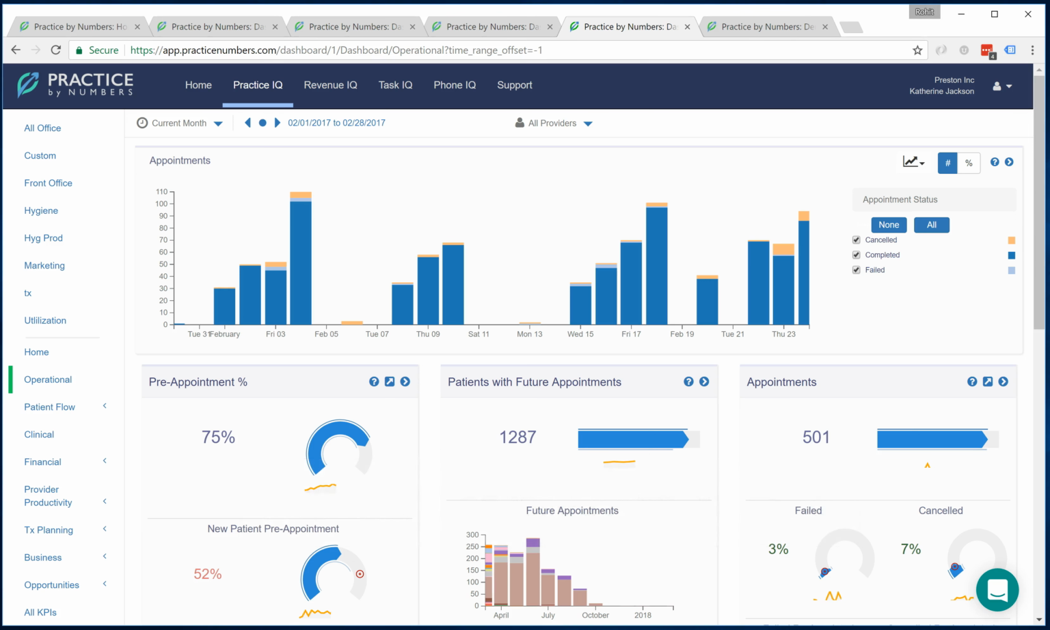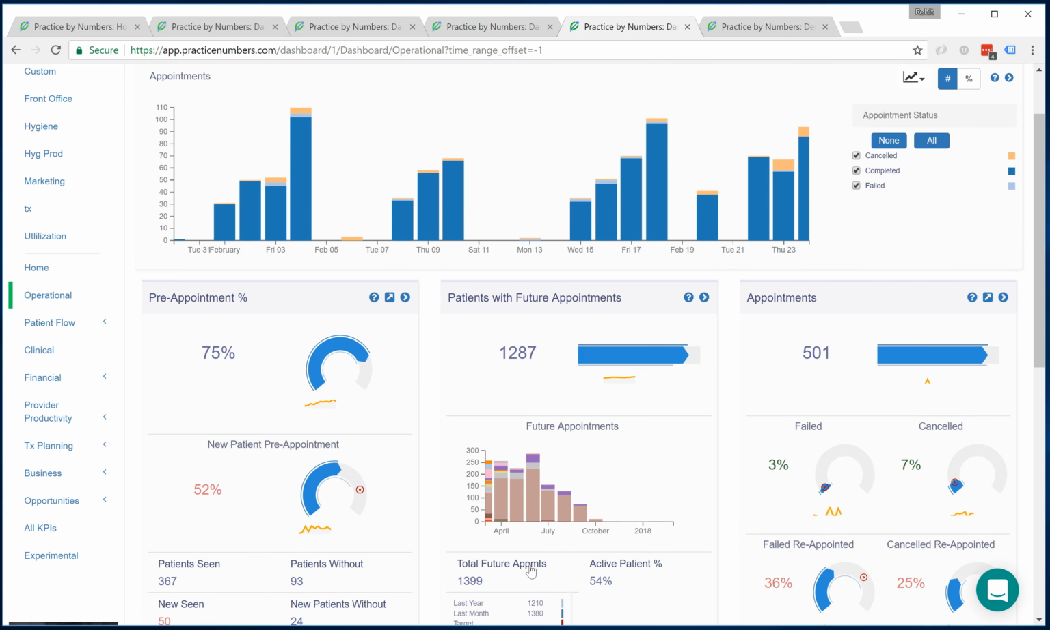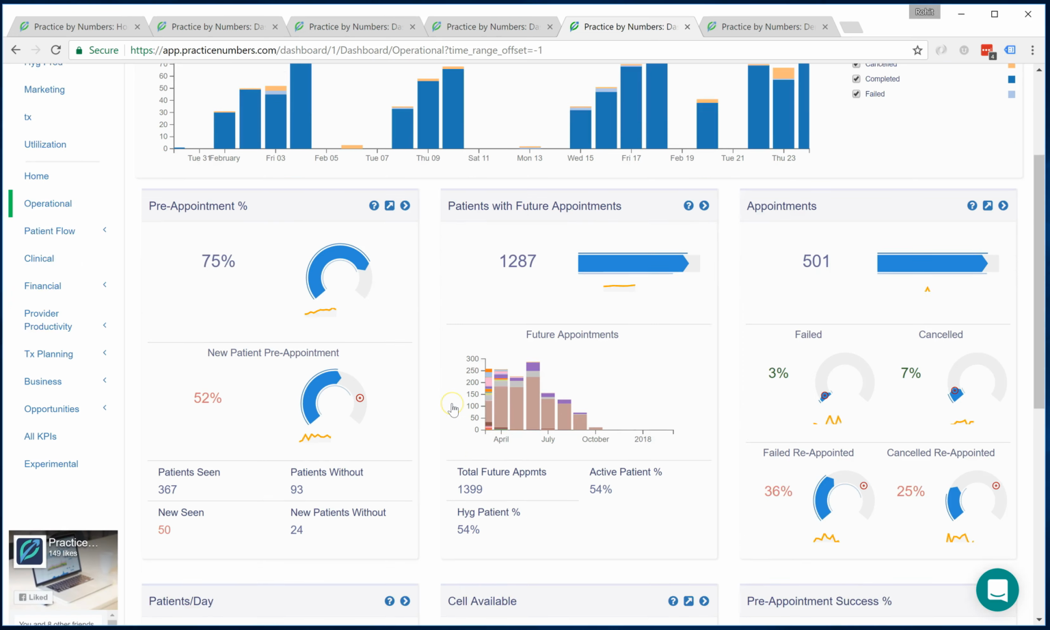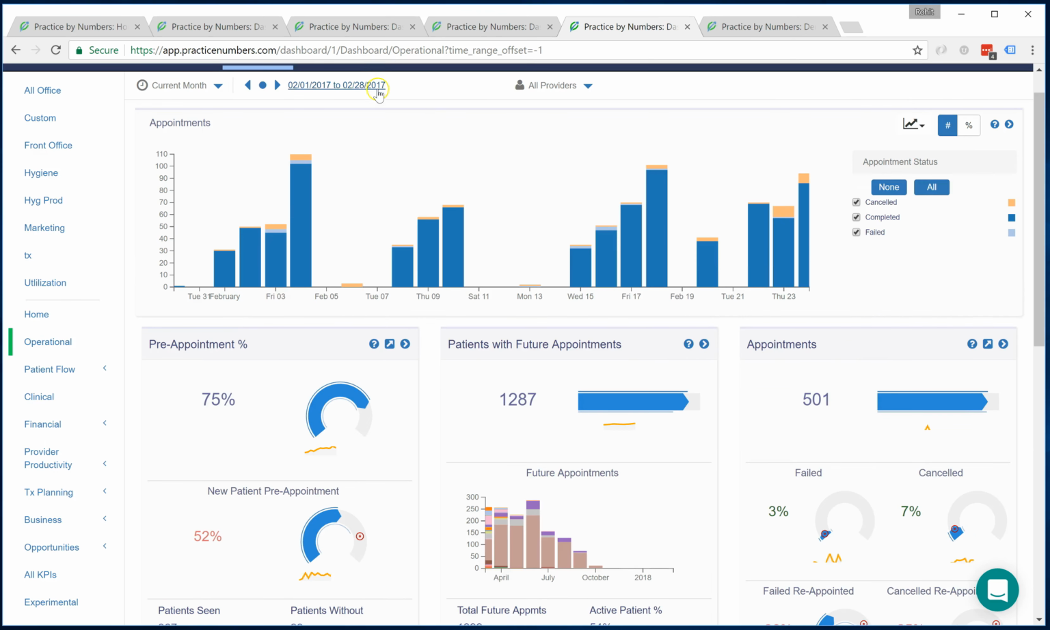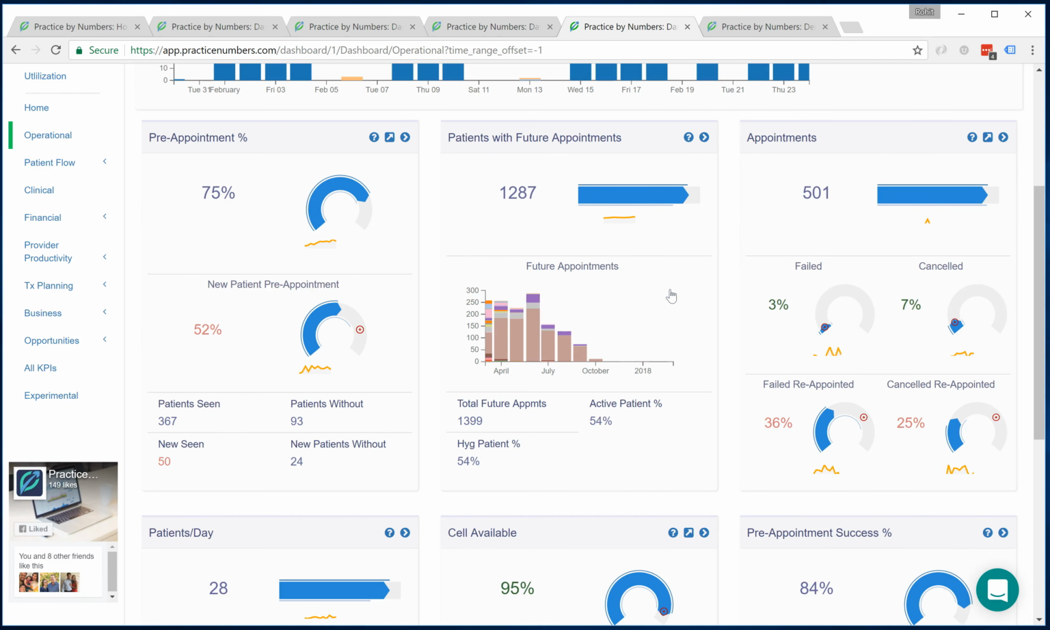Well, hi everyone. We're going to focus on canceled and failed appointments today. So everybody, in your operational tab right here under Practice IQ, we show you all the appointments that you have for this month or the time period that you have selected. So we're looking at February of 2017 here. And this particular office has 3% failed appointments and 7% canceled appointments.